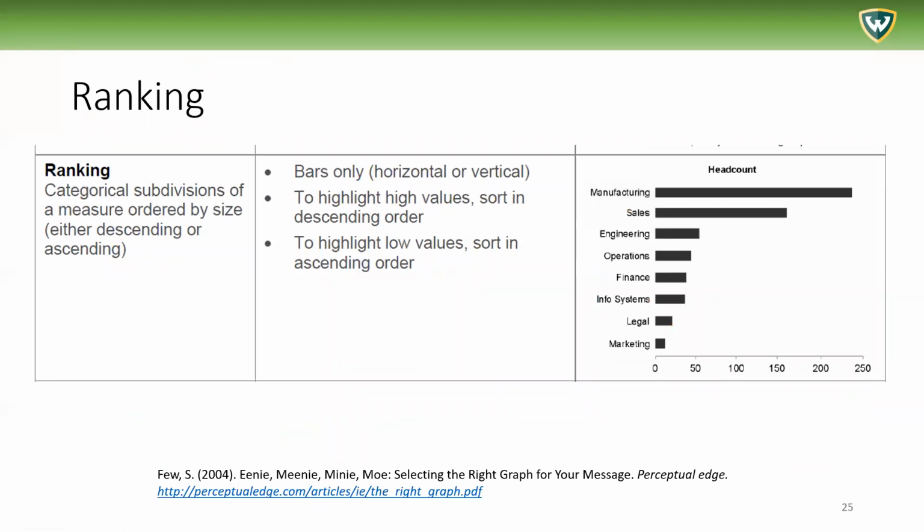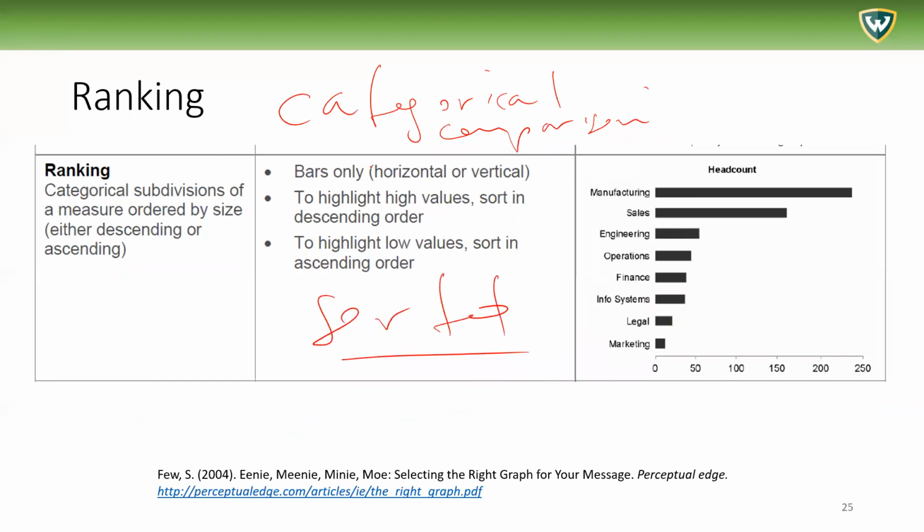Ranking. The ranking is very similar to the nominal comparison. It is a categorical comparison. Let's call it categorical comparison. So this is just like what we talked about before, nominal comparison, same thing, categorical comparison, but it's sorted. So we can use bar graphs for this to highlight high values, sort in descending order, from more to less, and to highlight low values, sort in ascending order.